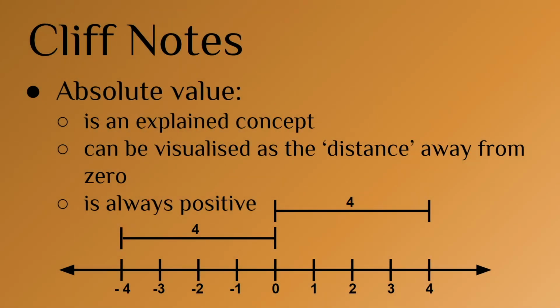Here are some cliff notes from the video of absolute value. This is my first video adding cliff notes, and I think I will add cliff notes for the rest of my future videos. Absolute value, we learned at the beginning, is an explained concept, meaning that we need to learn the definition and the reasoning to be able to understand it. Absolute value can also be visualized as the distance away from 0, and because it's the distance and not the measurement, it is always positive.